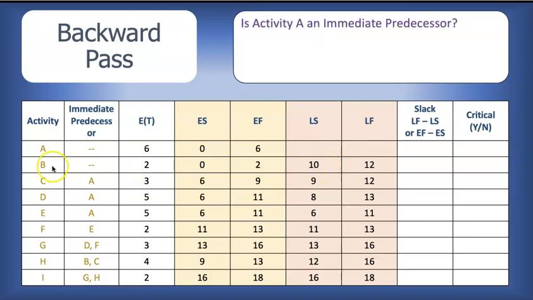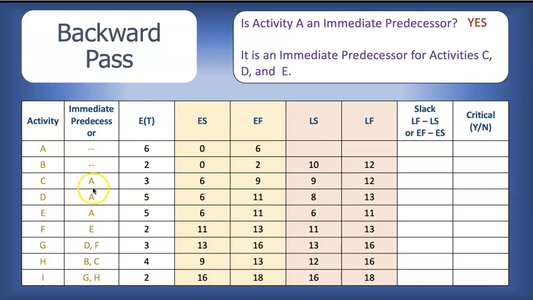And then we're on now to the last activity, activity A. Well, actually the first activity. Alright, and the same question. Is it a predecessor? Yes, it is. But it's a predecessor for multiple activities. It's an immediate predecessor for C, D, and E. So activity A must end in time to pass the baton to these 3 activities.